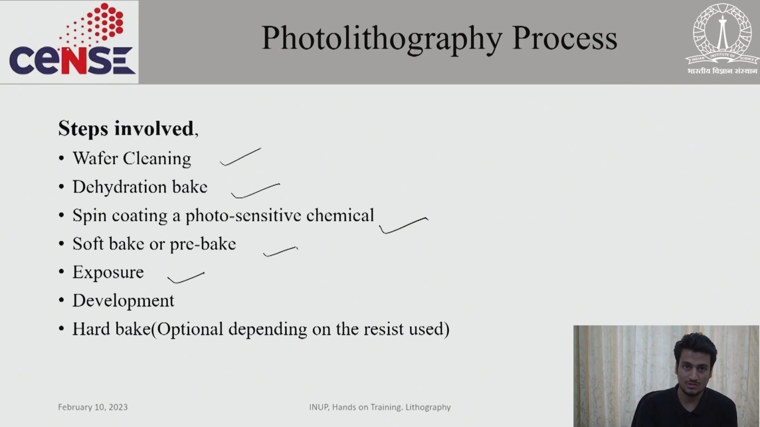Then we do UV exposure. Then it's time for development. In development we remove the exposed area if we are using a positive resist, and we remove the area other than the exposed one if we are using a negative resist. Then the hard bake, which is optional. If we are going for etching, meaning removing the metal, oxide or silicon, then we need a hard bake. If we are going for a lift off process, then we don't require a hard bake.